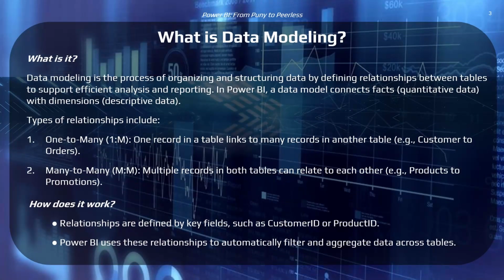What's data modeling? Data modeling is the process of organizing and structuring data by defining relationships between tables to support efficient analysis and reporting. In Power BI, a data model connects facts, quantitative data, with dimensions, descriptive data. Its types of relationships include one-to-many. One record in a table links to many records in another table, for example, customer to orders, and many-to-many. Multiple records in both tables can relate to each other. For example, products to promotions.